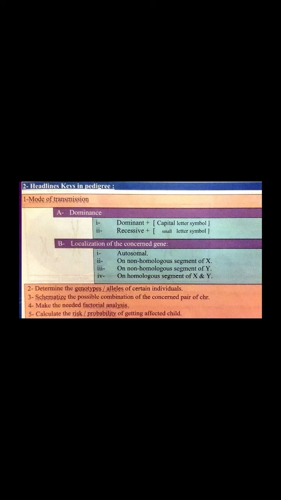Mode of transmission. These are headline keys in the pedigree. I have the dominance. Dominance we always write with a capital symbol. Recessive in a small symbol. Localization of the concerned gene.